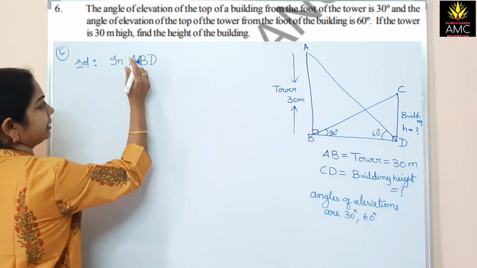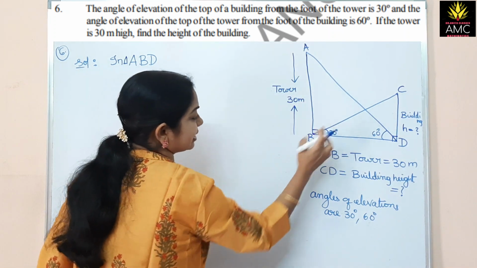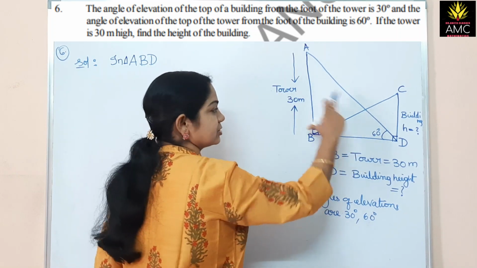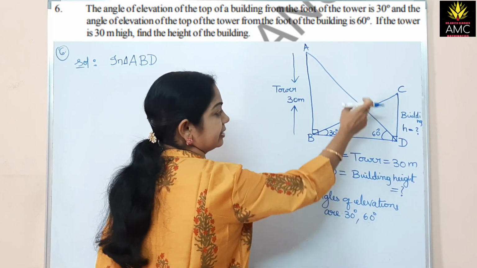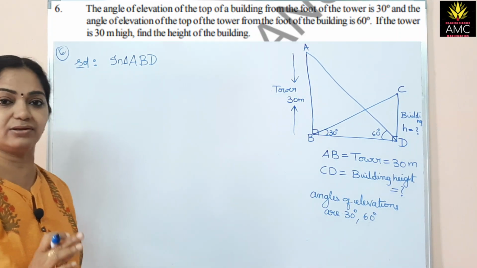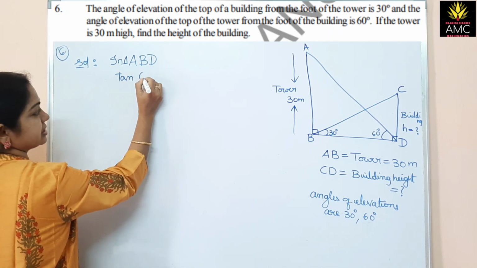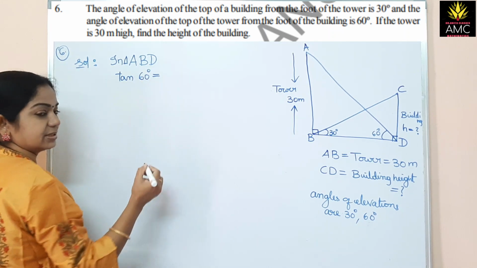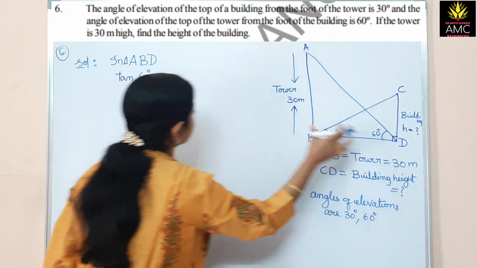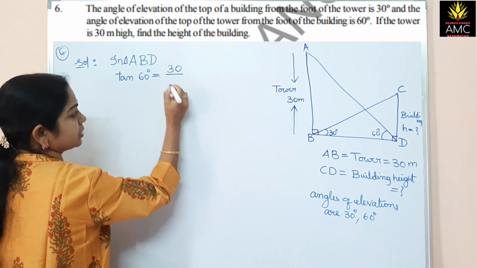In triangle ABD, I'll consider tan because we have opposite and adjacent. There is no involvement of the hypotenuse, so no need of considering sine and cos. Now tan 60 degrees is equal to opposite to 60 by adjacent to 60. So that is 30 by the adjacent one, which is BD.